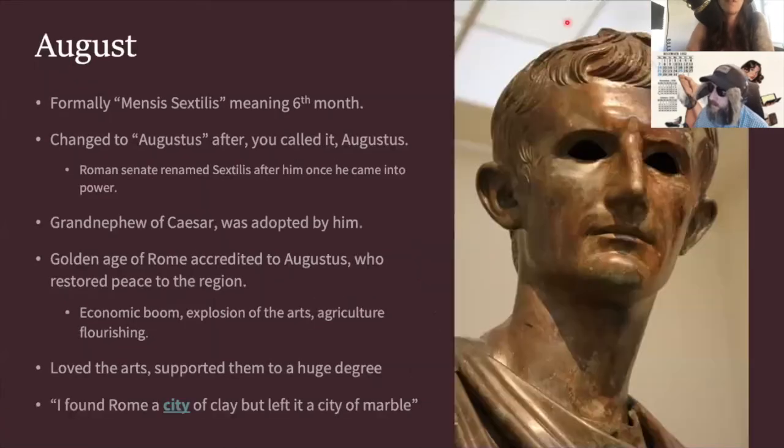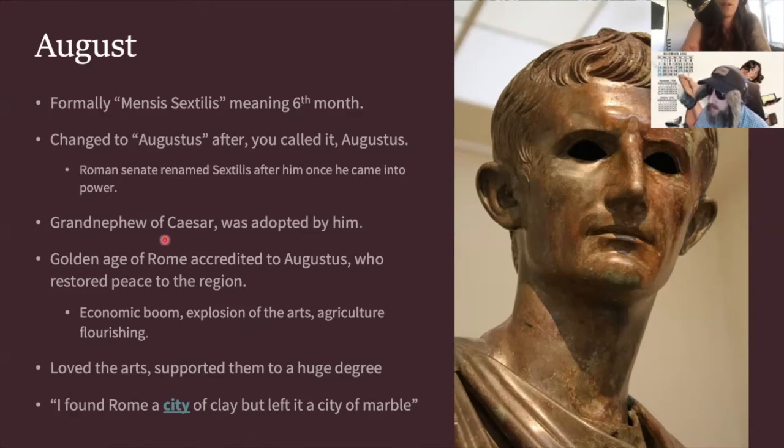And then Augustus, August. It used to be Sextilis, meaning the 6th month, and it was changed to Augustus by politicians that were chilled along with Augustus, who named it after him. He was the grandnephew of Caesar, who was adopted by Caesar. And Augustus was credited for bringing the Golden Age to Rome.